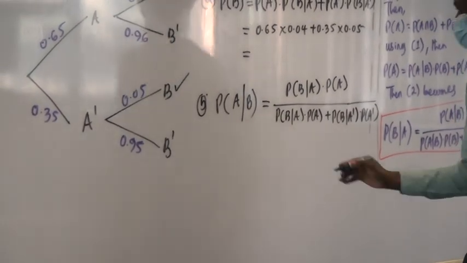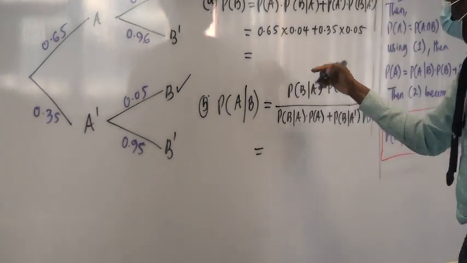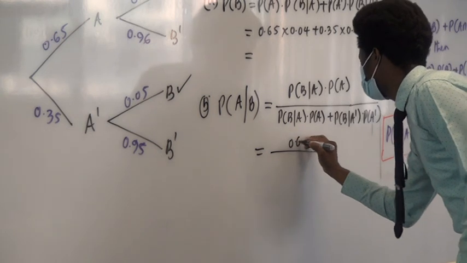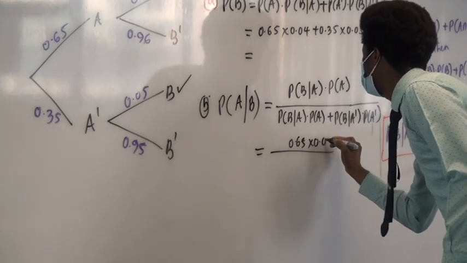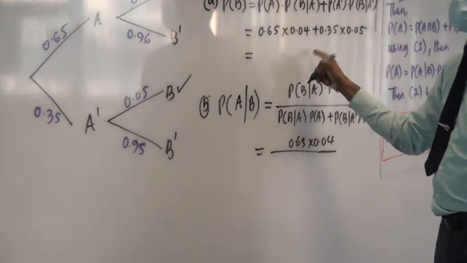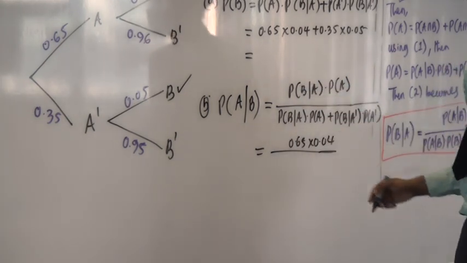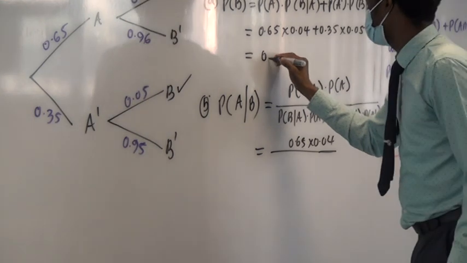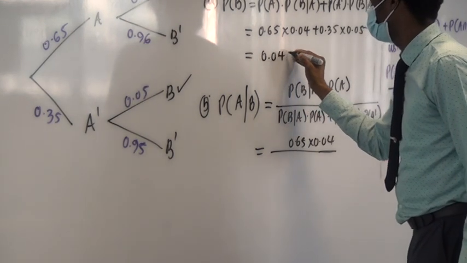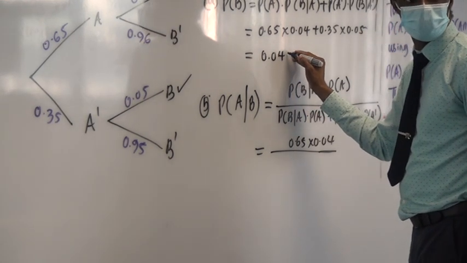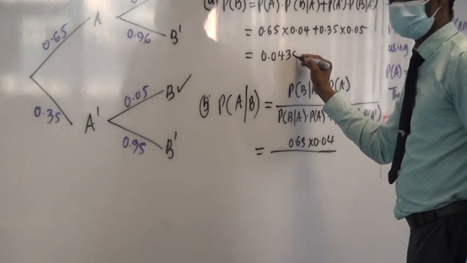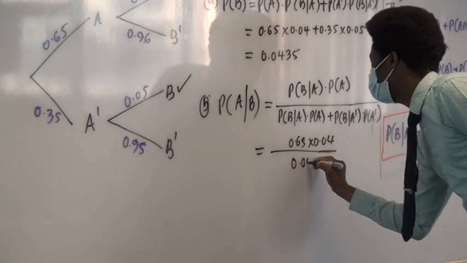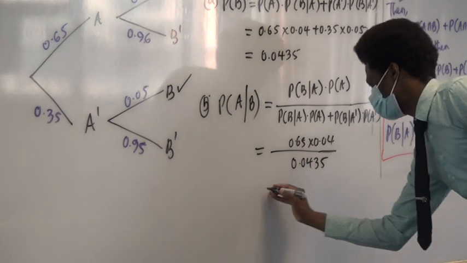Okay? So I'm just going to write 0.65 times 0.04 divided by whatever answer we got here. What is the answer here? Quickly. Anyone? 0.0435. Is it terminating? Yes, it's a terminating decimal. So 0.0435. So what is the final?